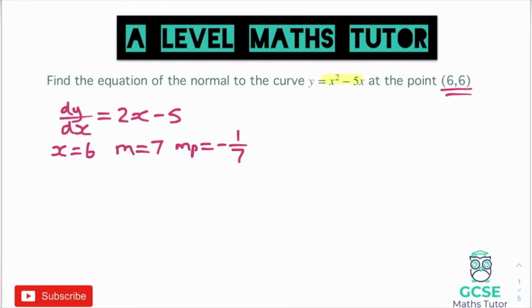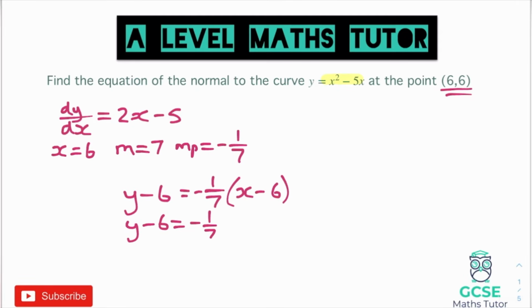Now we have the gradient of the normal, we can just put it into the equation of a line. So if we use y minus y1, so y minus the y coordinate of 6 is going to be equal to negative 1 over 7 multiplied by x minus x1, so x minus 6. We'll expand that bracket out, so we have y minus 6 is going to be equal to negative 1 over 7x plus 6 times the 7th is 6 over 7.